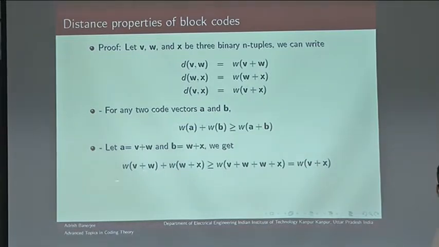I choose A to be V plus W. I choose B to be W plus X. Then what is A plus B? V plus W plus W plus X, which is V plus X. So then what I have shown is weight of V plus W plus weight of W plus X is greater than or equal to weight of V plus X. Now what is weight of V plus W? This is Hamming distance between V and W. What is weight of W plus X? That is Hamming distance between W and X. And what is weight of V plus X? That is Hamming distance between V and X. Has it been proved?